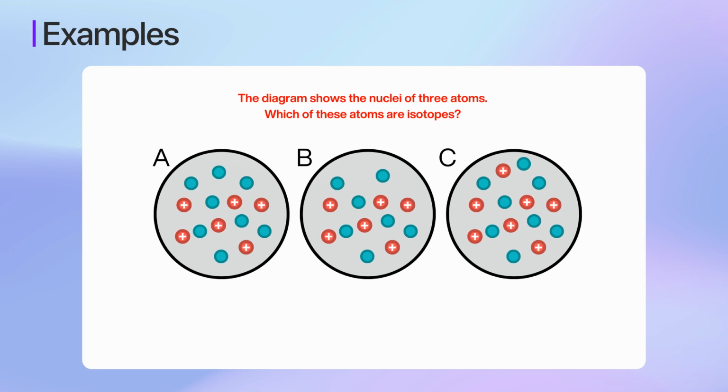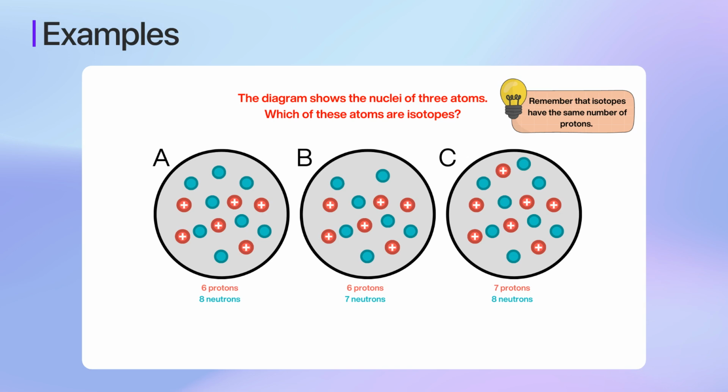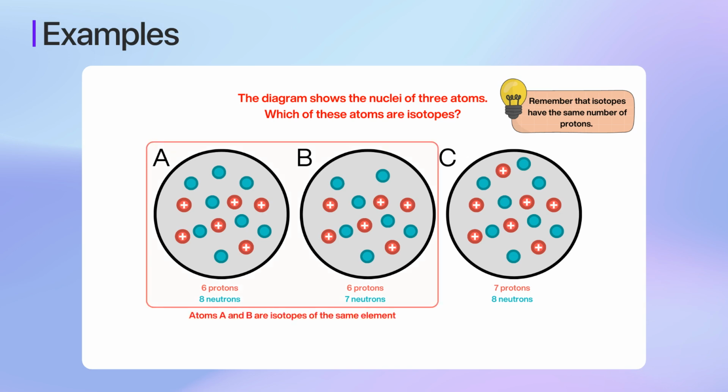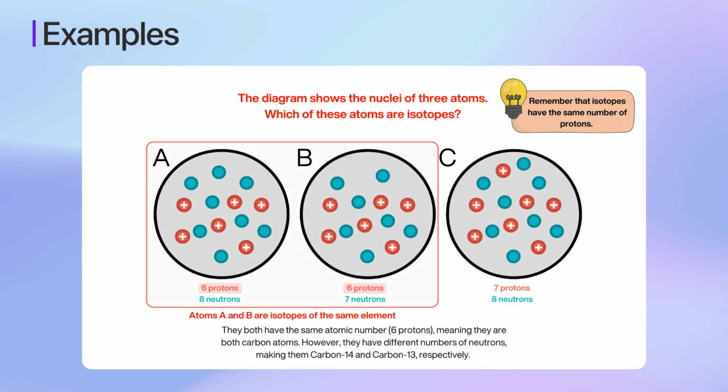Let us first interpret the diagrams. We can see that atom A has 6 protons and 8 neutrons, atom B has 6 protons and 7 neutrons, and atom C has 7 protons and 8 neutrons. Remember that isotopes have the same number of protons. Hence, atoms A and B are isotopes of the same element. They both have the same atomic number, 6 protons, meaning they are both carbon atoms. However, they have different numbers of neutrons, making them carbon-14 and carbon-13, respectively.